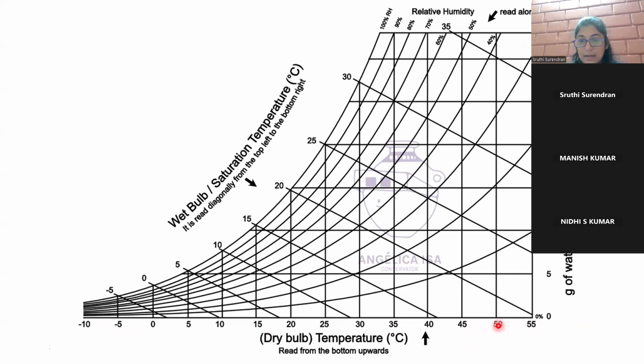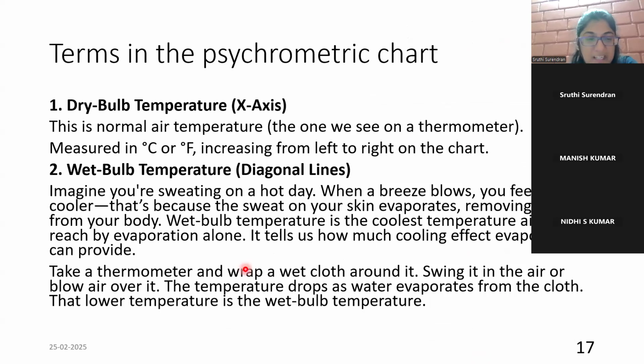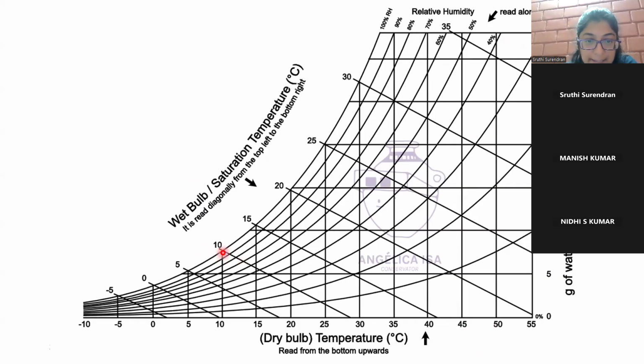So at 50 degrees Celsius, this entire line is representing all the quantities corresponding to 50 degrees Celsius. At 45 degrees Celsius, this line is representing all the quantities corresponding to 45 degrees Celsius. Now, similar to dry bulb temperature, there is something called the wet bulb temperature, and this is given by these diagonal lines. You see, the slanting lines over here correspond to some number. This number corresponds to the wet bulb temperature.